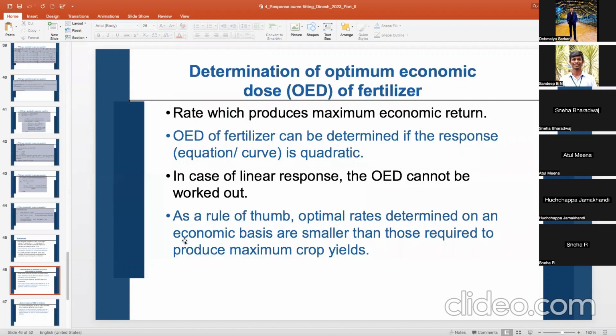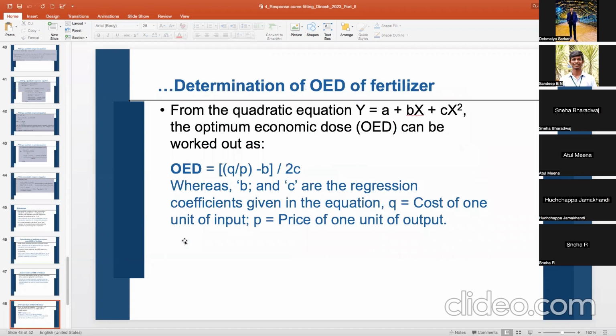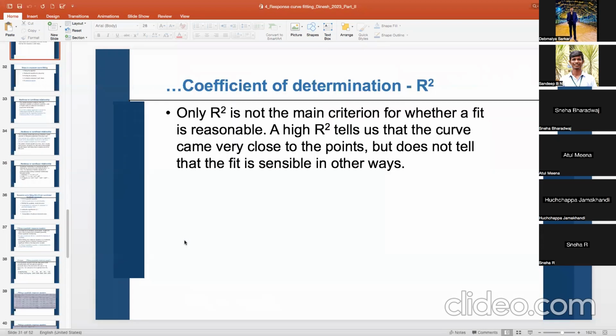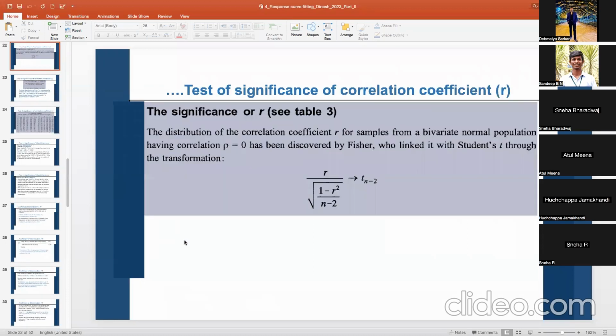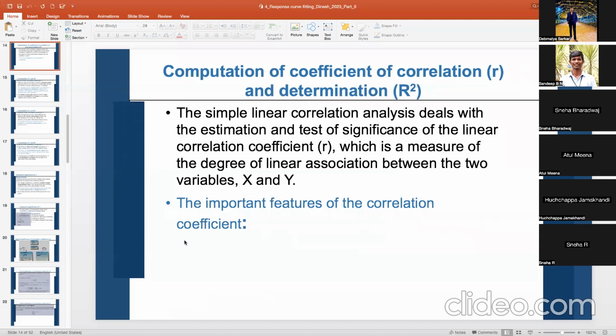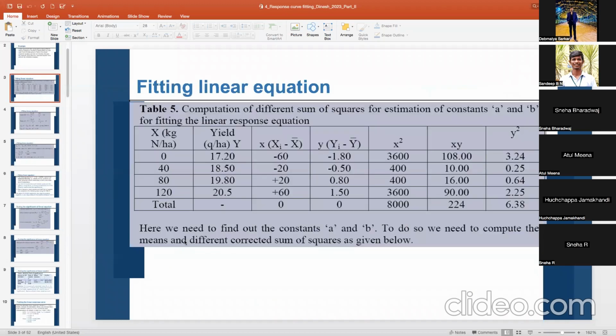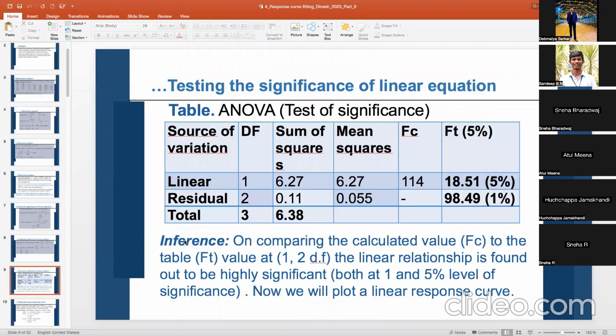Is it clear now? Let me make it more clear to you. Now you can see this. In this case, there were 4 observations. So the total degree of freedom is 4 minus 1, which means 3.